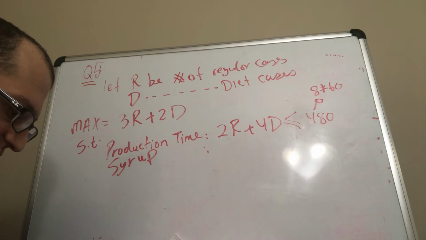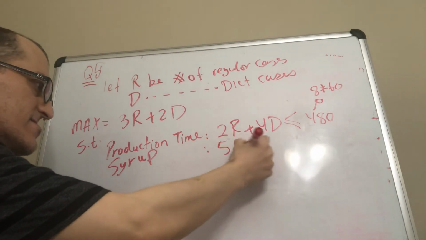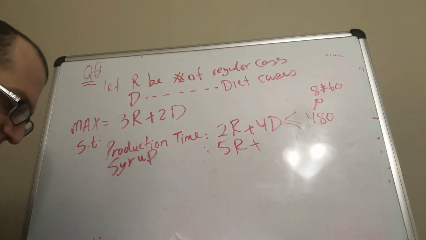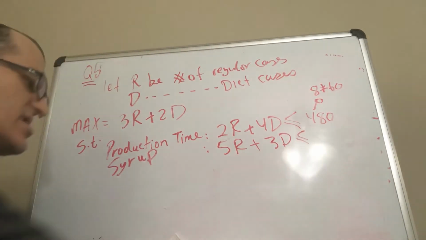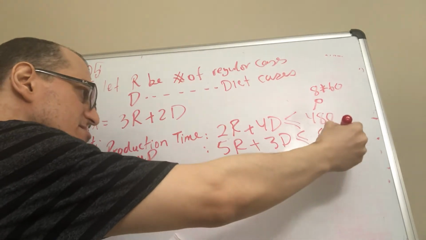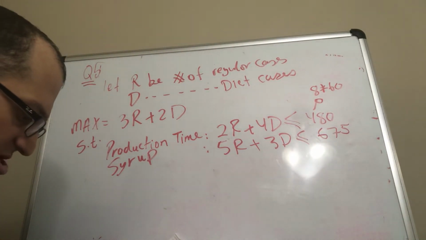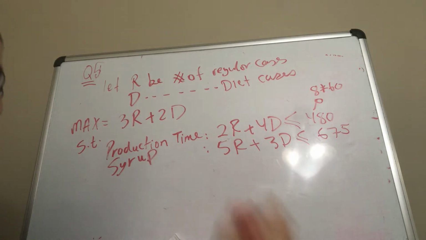They tell you you need 5 for a regular, and then they tell you you need 3 for a diet, not to go over what's available, and they tell you you have 675 available. You see that we captured all the different numbers. There is nothing else there.